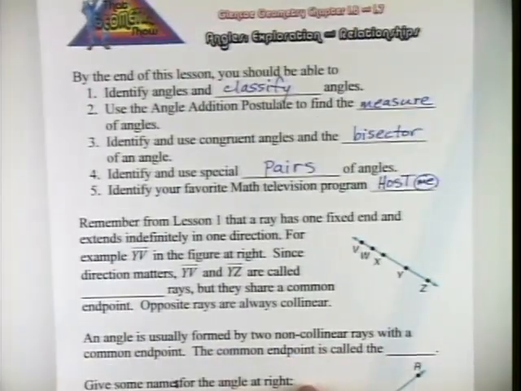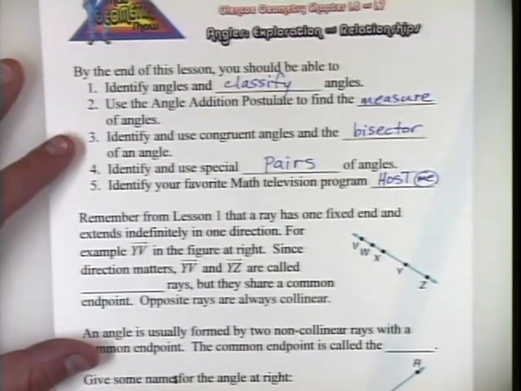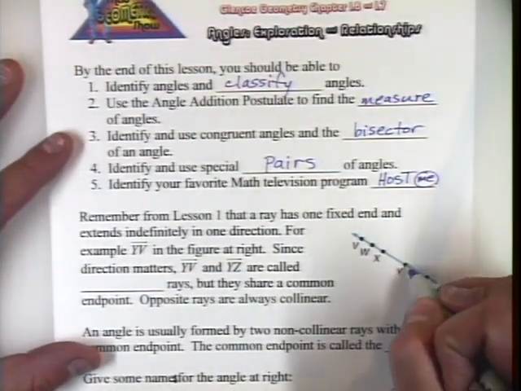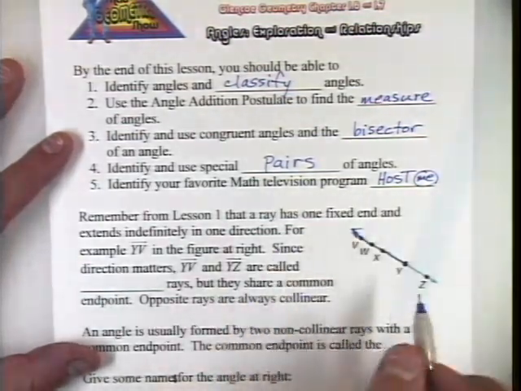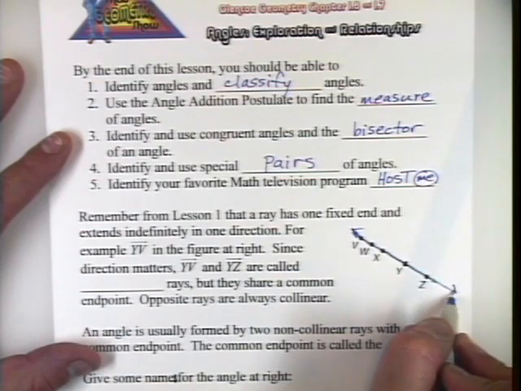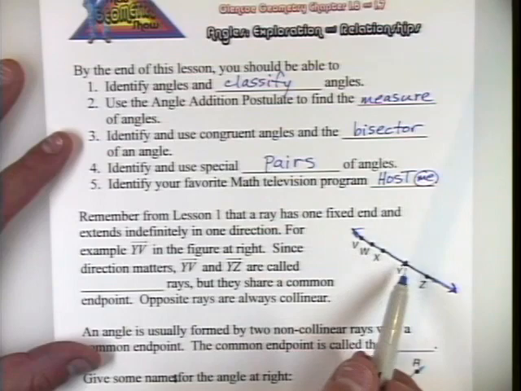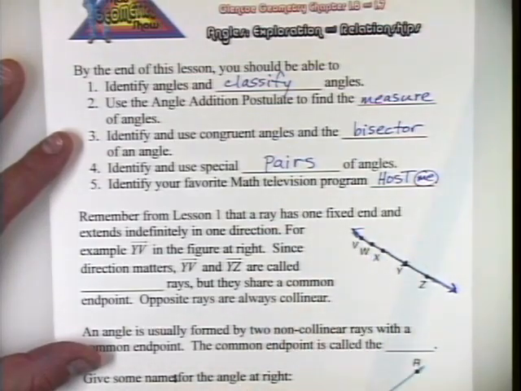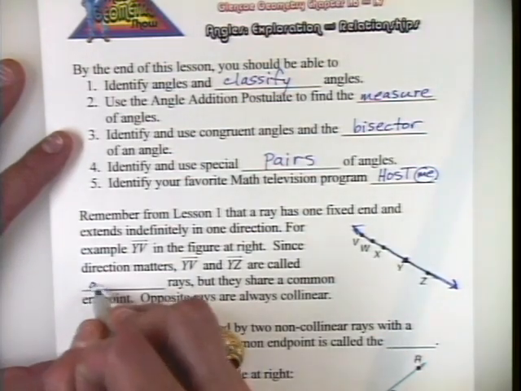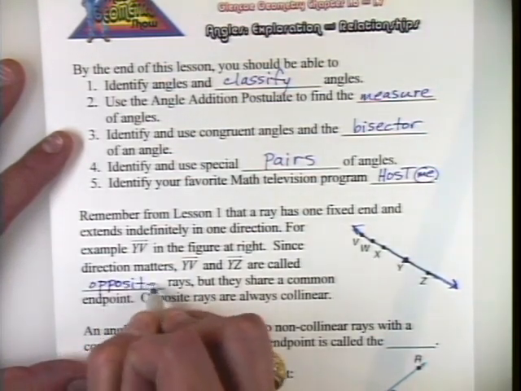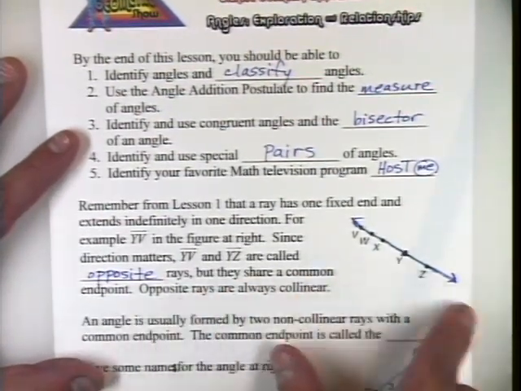Now, remember from lesson 1 that a ray has one fixed end and extends indefinitely in one direction. For example, down here in this diagram, ray YV extends indefinitely in this direction. Now, ray YZ will start at Y, but it goes in the opposite direction. These two rays are basically pointing in opposite directions, but they share a vertex. So they're not the same ray. We call them opposite rays. A pretty fitting name. They do share a common endpoint, but they point in different directions.